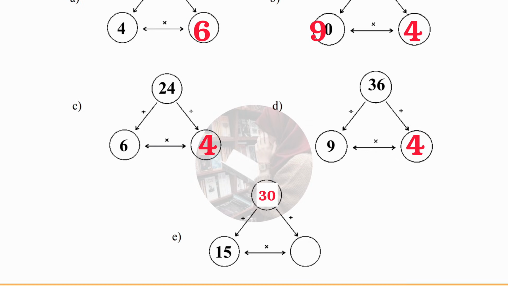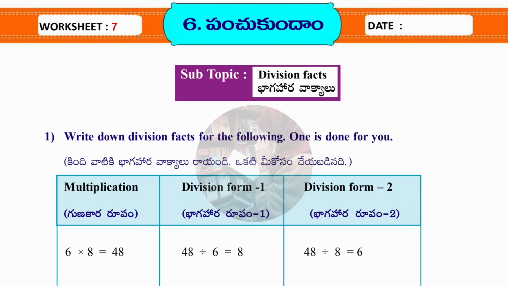So what number do we have to multiply 15 by so that we will get 30? Multiplied with 2. So 15 2s are 30. So 30 divided by 15 is 2. 30 divided by 2 is 15. Got it, guys? Just correct it by writing 30 instead of 40. Okay, let's move on to the next worksheet, worksheet number 7.